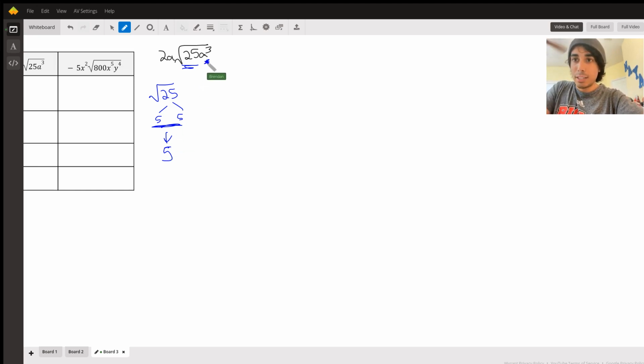Don't forget about our a cubed. We've got to take care of that too. So take that exponent, divide it by 2. We're always dividing it by 2 because it's a square root. If we get to cube roots or fourth roots or different kinds of roots, we'll deal with that later. But as long as it's square roots, we're dividing by 2. 3 divided by 2 is 1, with 1 remainder left over. So that 1 tells us that 1a is going to come out. That remainder tells us that 1a is going to stay inside.